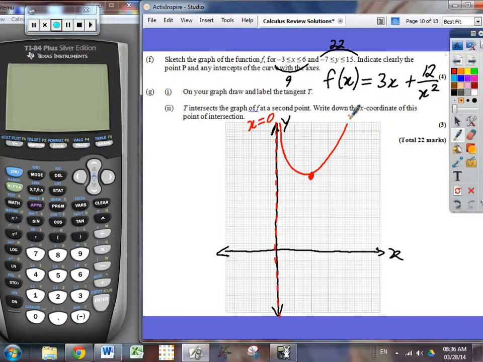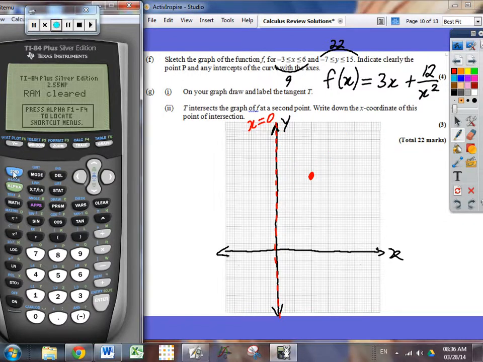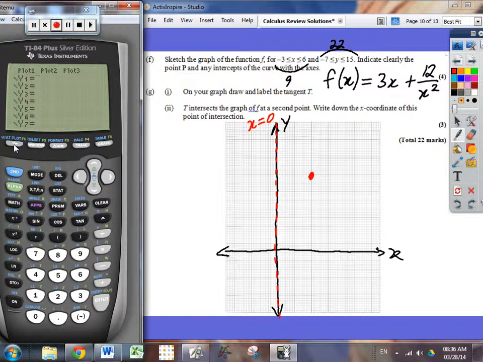Now if I want to make this a more precise graph though, perhaps I should enter the function into the calculator. And I'm going to look at the table so I can sketch a whole series of useful points. So I've got then the function 3x plus 12 over x squared. And I'll put it on the same window as they say here, a window that goes from -3 to 6, and then a y value going from -7 up to 15. Let's graph it.